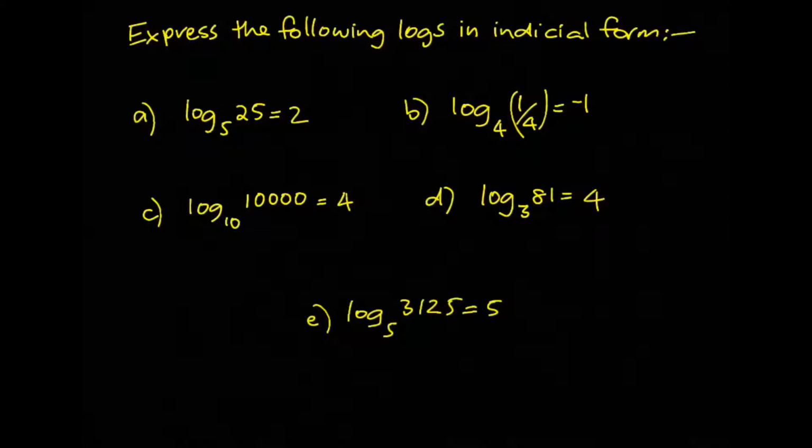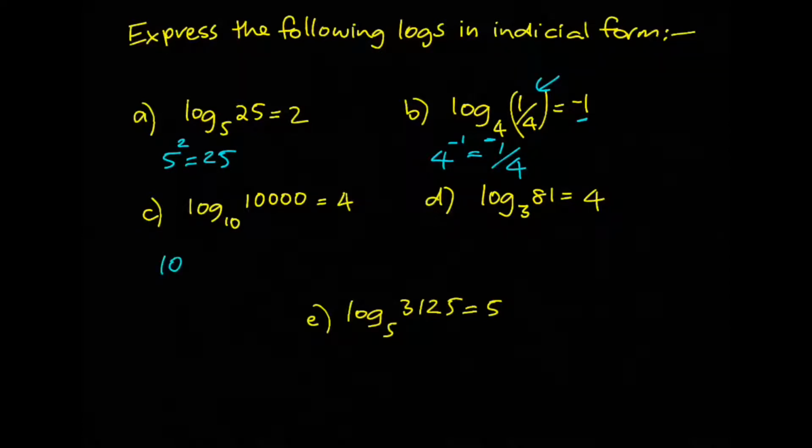Okay, so this one is simple again, but it's just the other way around. So this time we have 5 to the 2 is equal to 25. So 5 squared equals 25. Then we have 4 to the -1 equals 1 on 4. So again, it's this number to this number equals that number.